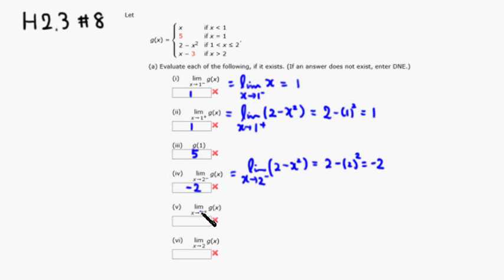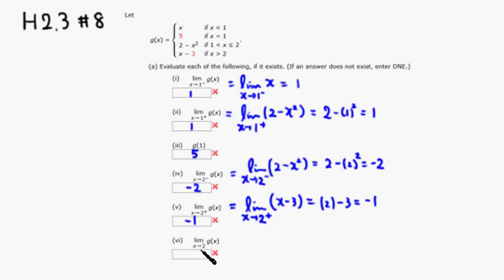And if you're approaching 2 from the right, then you can see that when x is greater than 2, x minus 3 is the formula. So you have the limit of x minus 3 as x approaches 2 from the right. Plug in 2: 2 minus 3 is negative 1. So we have negative 1 here.